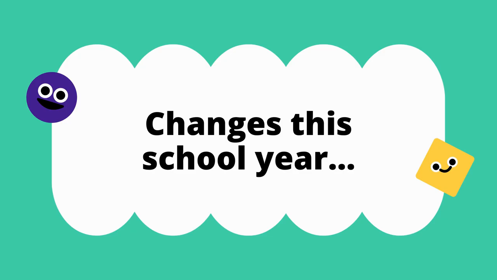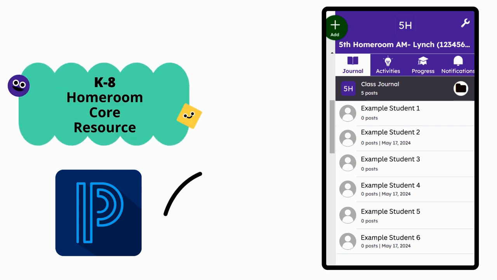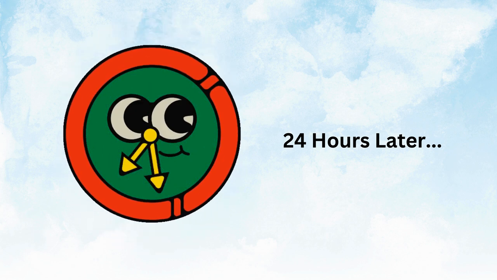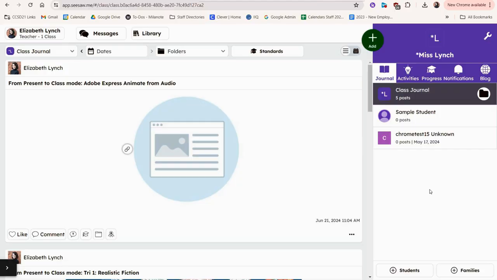Changes this school year. All K-8 homeroom, core, and resource teachers will have their classroom information automatically synced from PowerSchool to ensure that students are assigned to the correct school and class right away. And rosters for these classes will automatically update the day after students are added to PowerSchool. This will save you and your students lots of time, and your SeeSaw class will be created for you.